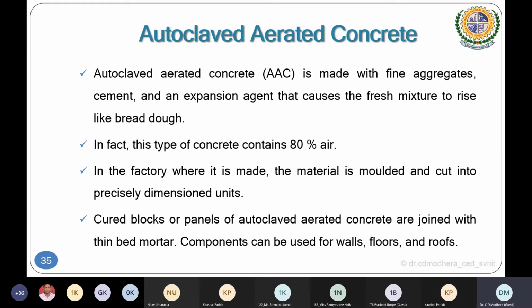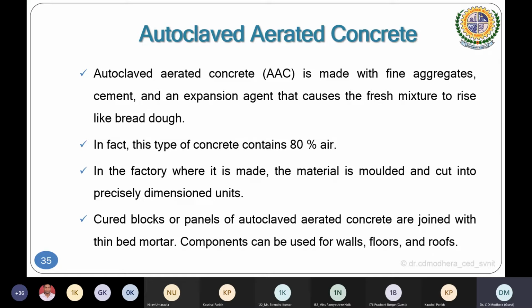I mean, that weight should be considered while designing. So if we reduce it, then dead weight maybe can be considered a little less than previous. Another expansion agent causes the mix to rise like bread. In fact, this type of concrete contains 80% air. That is one thing. In the factory where it is made, the material is molded and cut into precisely dimensioned units. So this is related to AAC block.